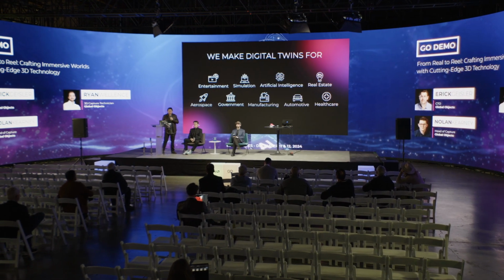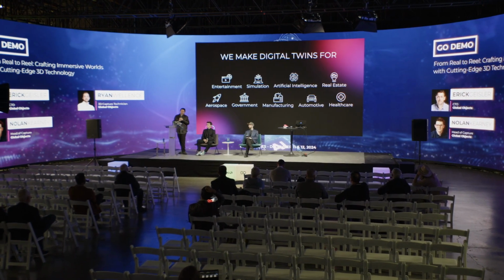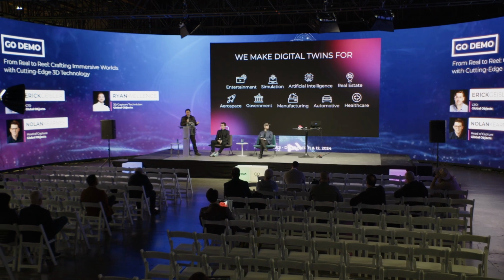All right, so what do we make digital twins for? Let's talk about it. Digital twins work for entertainment, simulation, artificial intelligence, real estate, aerospace, government, manufacturing, all kinds of different verticals. But the toughest one is media and entertainment because it's the most discerning eye, right? So if we can crack photoreal CG, we can pretty much work in any industry that needs 3D content.